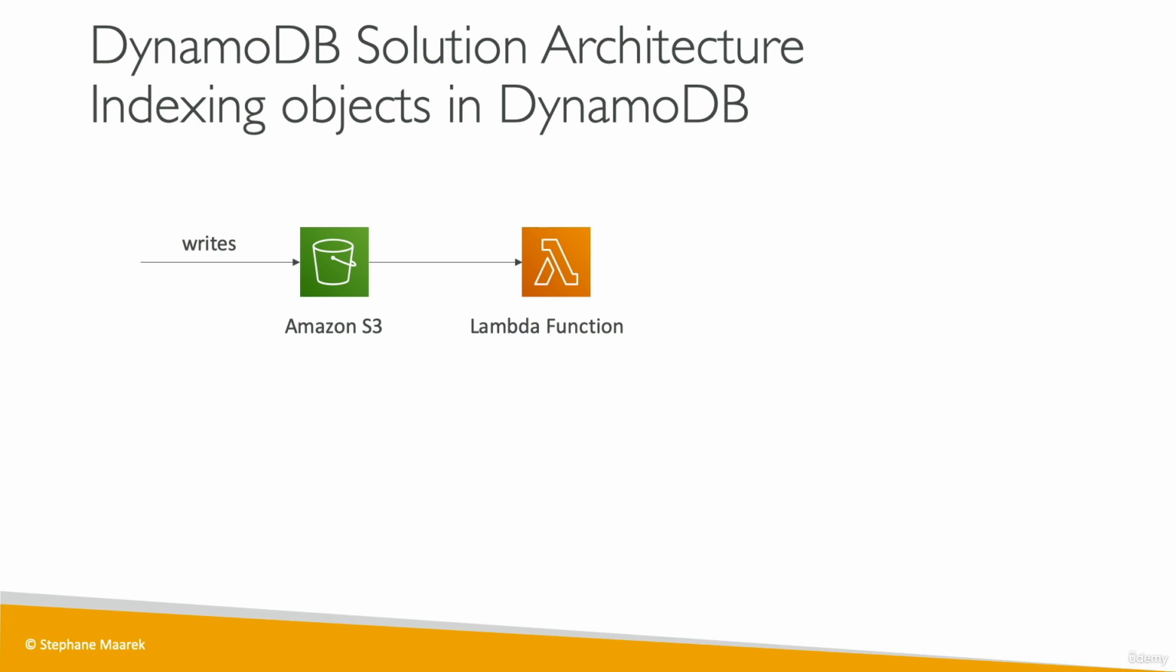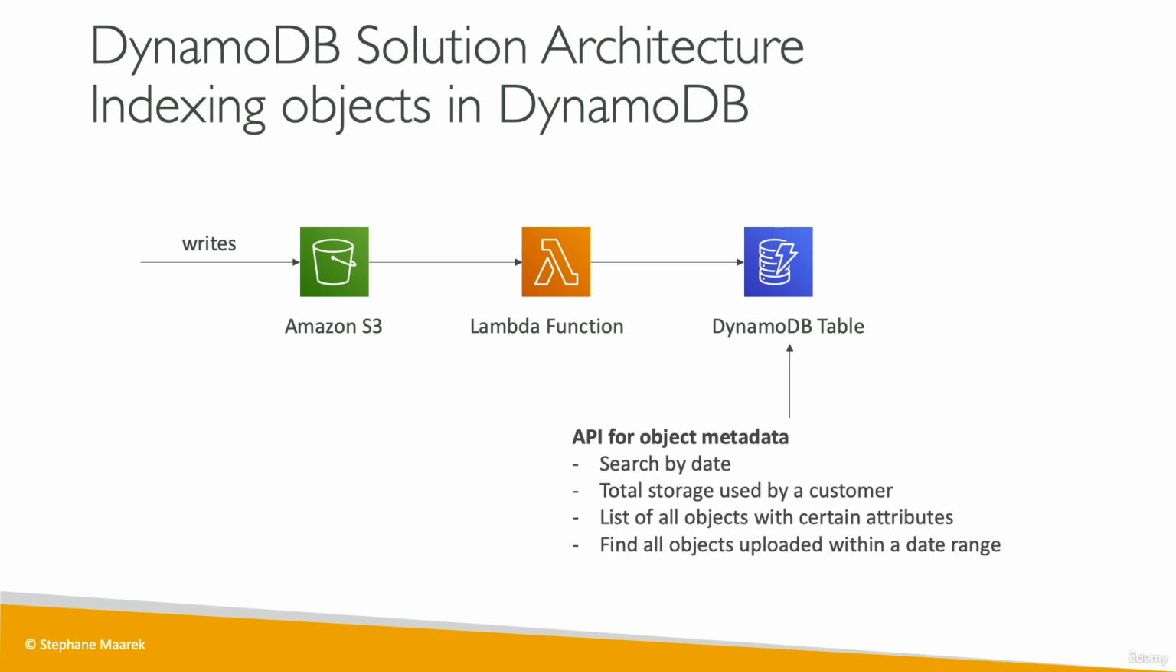This Lambda function is going to take the metadata of the objects we're trying to insert into Amazon S3 and insert this into a DynamoDB table. And the cool thing about it is that now we can create an API to search for object metadata by creating the right indexes, the LSI and the GSI.